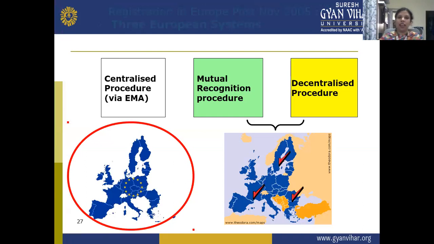Now the registration in Europe post November 2005: three European systems are there. If we talk about registration for marketing approval, there are three basic procedures related to registration in the European market. The first one is the centralized procedure, this is via the EMA. The second one is the mutual recognition procedure. The third one is the decentralized procedure.